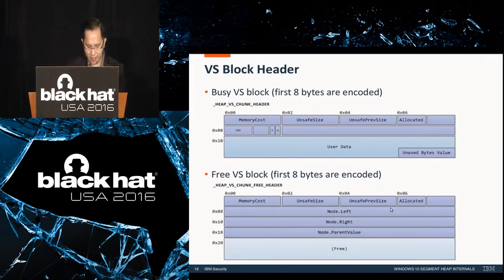So another important field is the bit here. It is the unused bytes field. It is the bit that means that there is a difference between the user requested size and the total block size, which happens due to the allocation granularity. The value of the difference is stored at the end of the VS blocks in the last two bytes. Finally, the free VS blocks are nodes of the VS free tree, and that is why there's a node field here starting at offset 8.